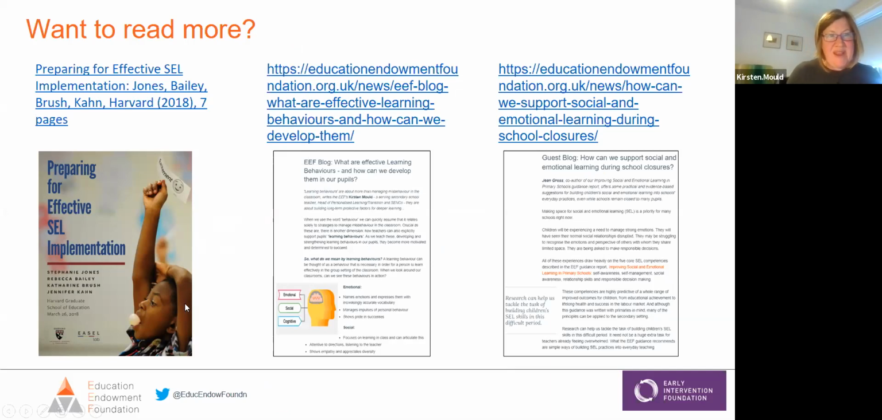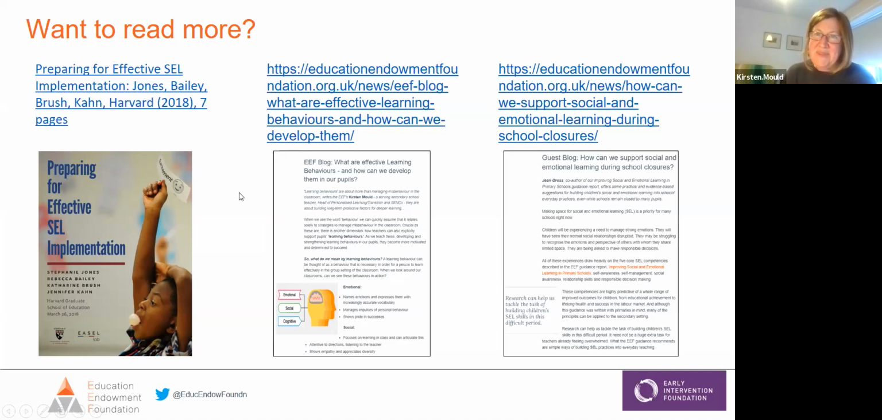So the Preparing for Effective SEL Implementation is a document that we use at EEF when we do the SEL deep dive, and it gives a really good flavour, and it's only 7 pages long, which isn't too long. And then we've got an Effective Learning Behaviours blog from me, and that just gives a little bit of background, and that has the video embedded in it as well.